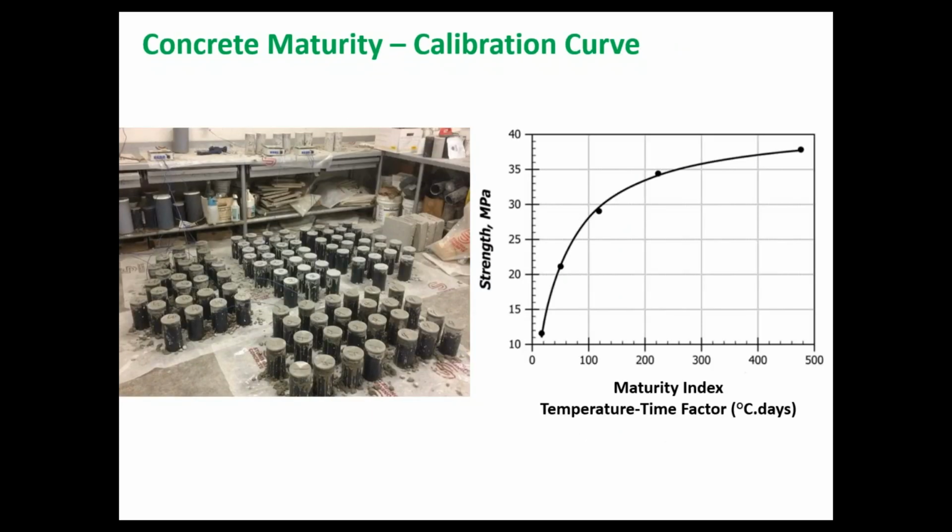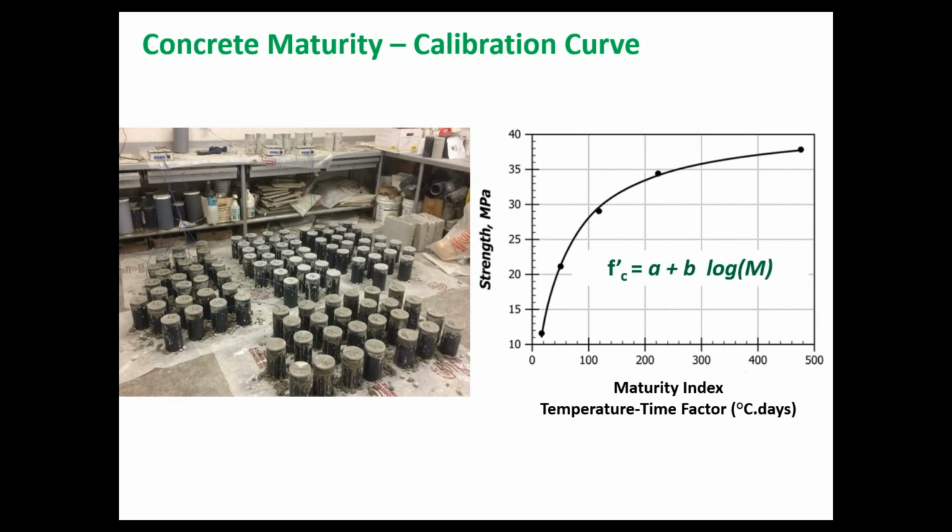and you can plot them like this. So on the left, this is a lab in Seattle where 4 different mixes are being calibrated, so that gives you an idea about how things would look. And on the right, we have plotted the 5 different strength values that we achieved versus the 5 maturity index values that were calculated based on the temperature of concrete.